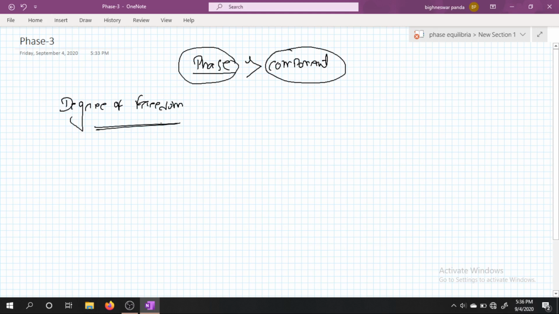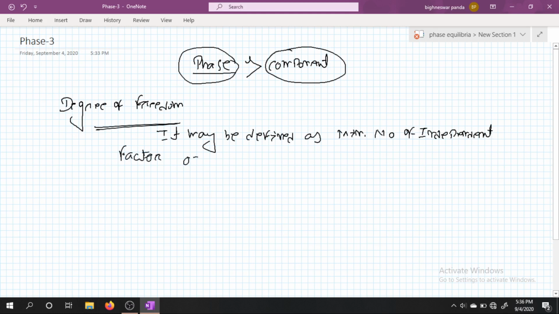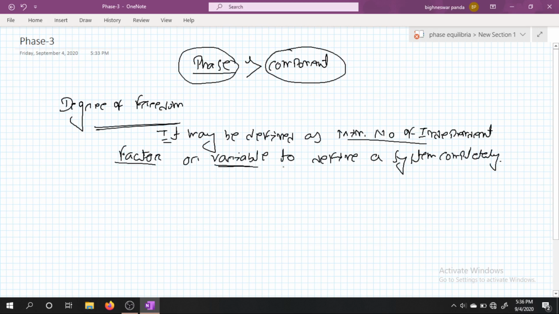Degree of freedom. So what is degree of freedom? It may be defined as the minimum number of independent factors or variables, or independent variables, to define a system completely. In thermodynamics, we can define a system.